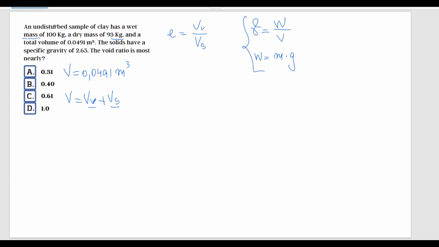If you want to use the weight, then you have to make sure you calculate the weight, which is the mass multiplied by g. If you want to use the mass, you can use the formula density equals mass over volume. You can use either of these formulas, but make sure you use the right component: weight for gamma, and mass for the density. So that being said, now that we have pointed this out, let's calculate.